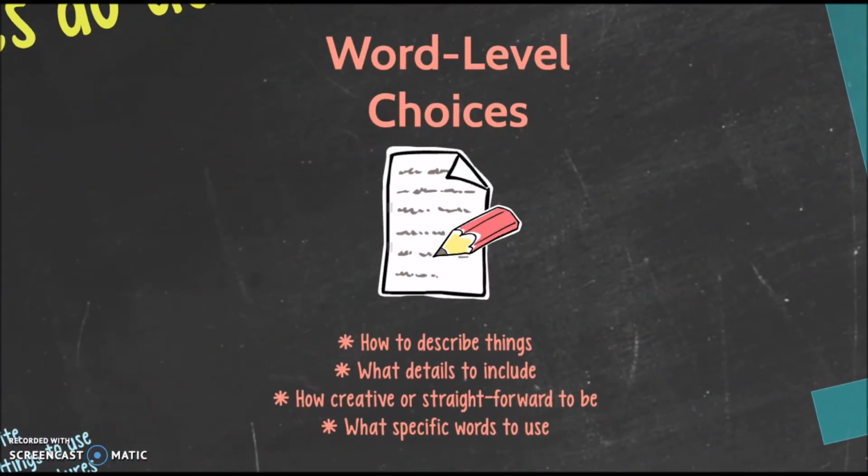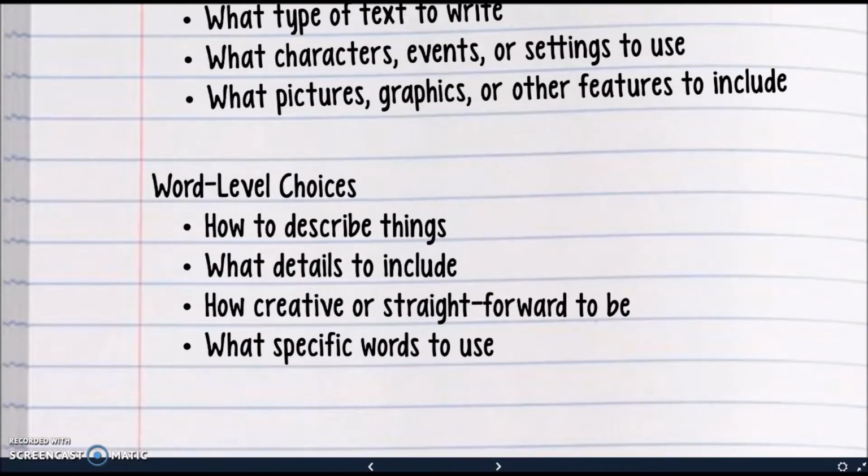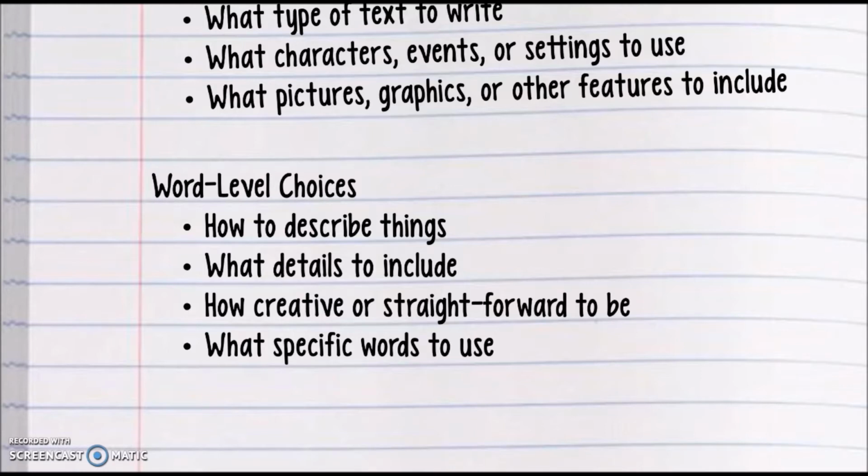Let's go to word level choices, okay? So how did the author describe things? What details did they include? How creative or straightforward was it? And how specific words did they use? So this again comes back to this idea of word level choices. So let's add this to our notes. Again, on the left-hand side, you did text level choices. Let's do word level choices. So again, how did the author describe things? What details did they include?